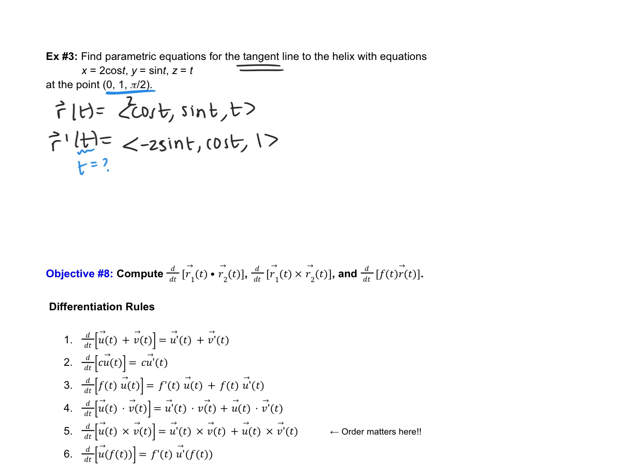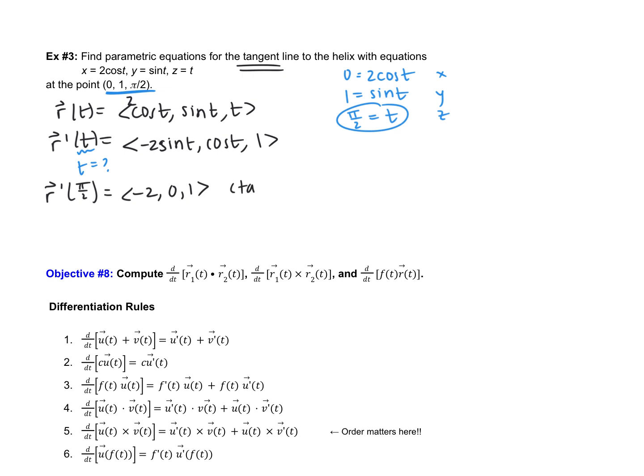Well, if we use that point to substitute into our equations, we get 0 equals 2 cosine of t, 1 is equal to sine of t, and pi over 2 is equal to t. So this is just x, y, and z. That shows us we're going to use a t of pi over 2. So we want to evaluate r prime at pi over 2, and we're going to get negative 2, 0, 1. So this is our tangent vector.